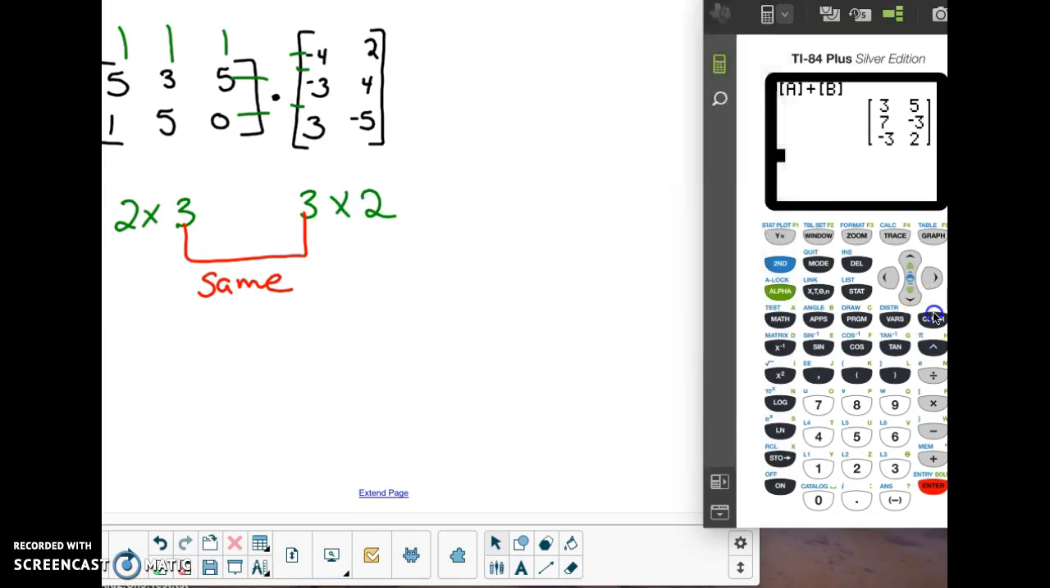So again, I'm going to go second matrix. I need to put numbers in, so I'm going to edit. I'm going to edit matrix A. I just always do A and B. This time A is a 2 by 3. And put in the numbers.